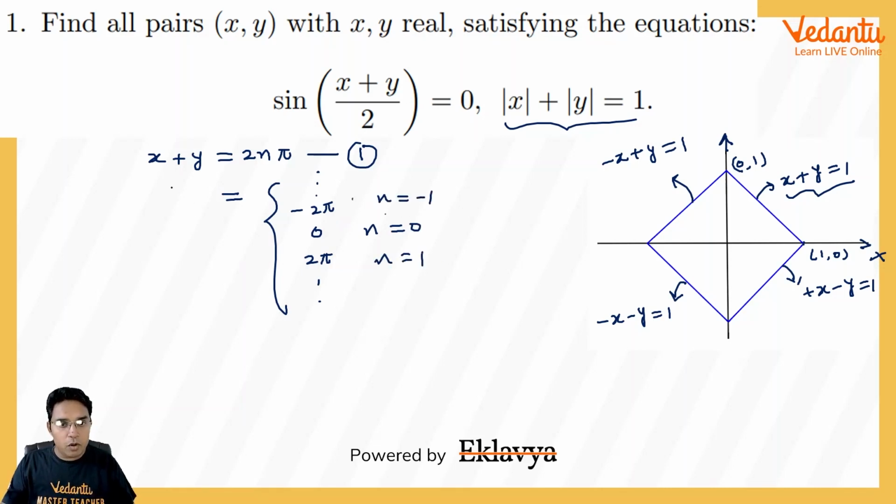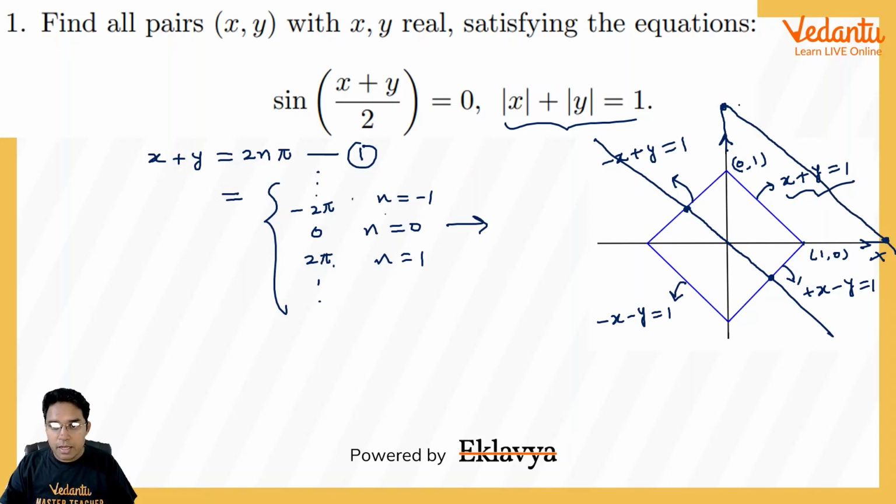Now, if I draw the graph of x + y = 0, then it's a line passing through the origin and having slope -1. So it will be like this, and it will be intersecting this square at these two points. But if we draw x + y = 2 pi, then the x-intercept will be 2 pi and the y-intercept will also be 2 pi. So if we join these two points, you can see this x + y = 2 pi line will be lying here, away from this square. So there is no point of intersection for x + y = 2 pi with this square.